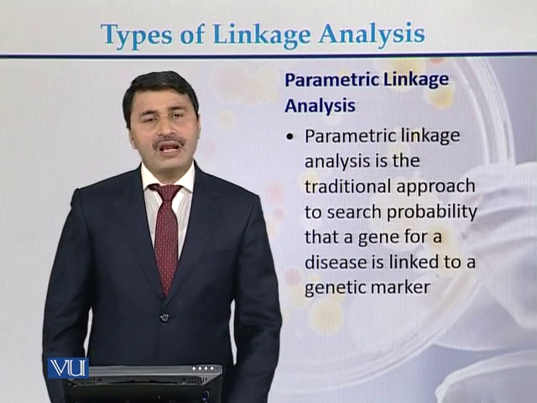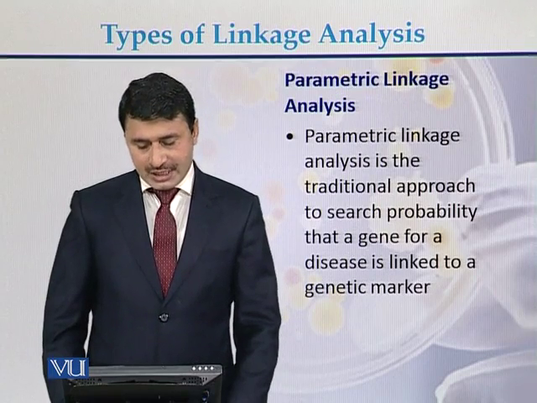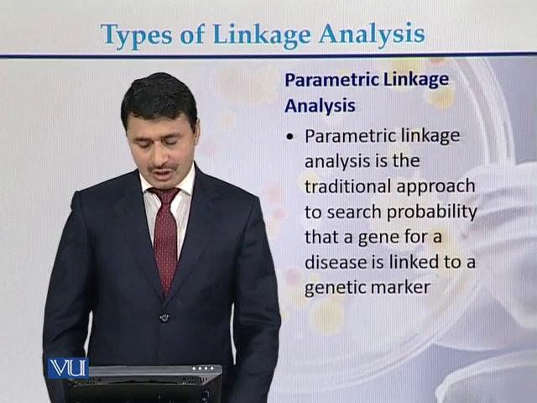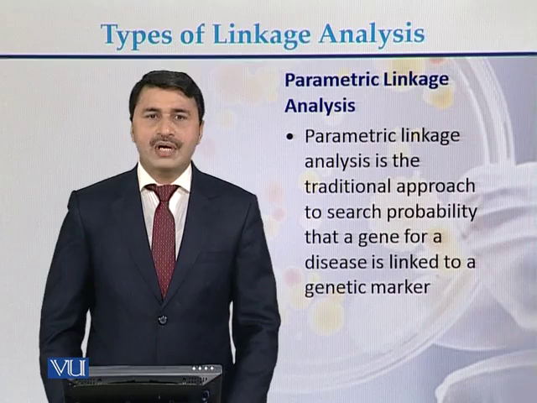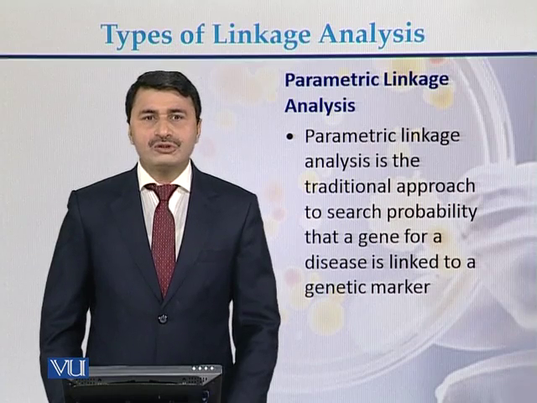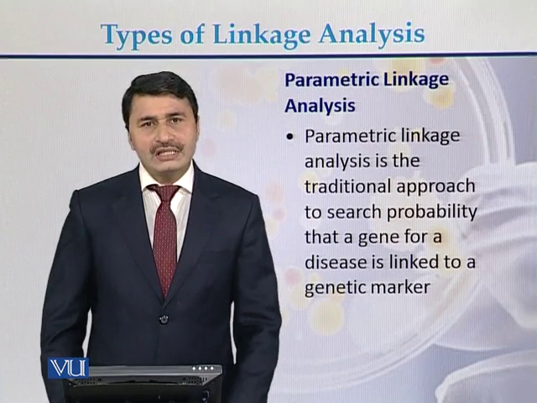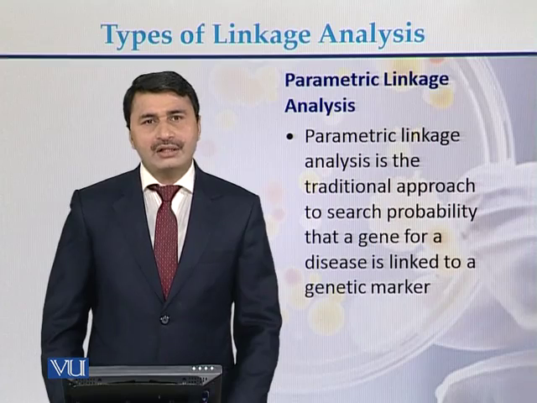In the case of parametric linkage analysis, this analysis is usually based on the traditional approach to search for the probability that a gene for a disease is linked with the genetic marker. So in this case, we usually try to identify whether the disease gene is linked with the genetic marker, and the phenotype and the marker co-segregate with each other.